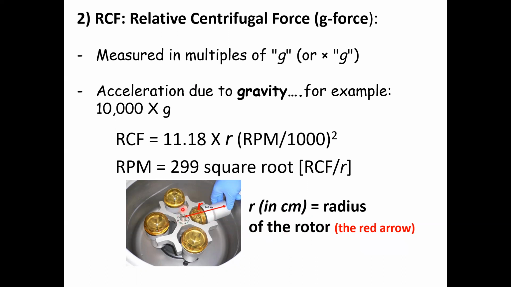Look down here. This is the rotor. The radius is measured from the center to the bottom of the tube. And in this case, it comes up to 240 millimeters, as indicated here. That is the radius.